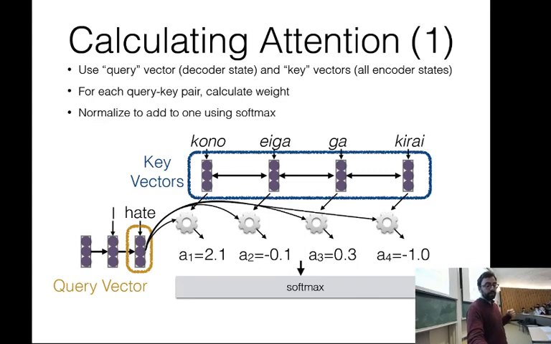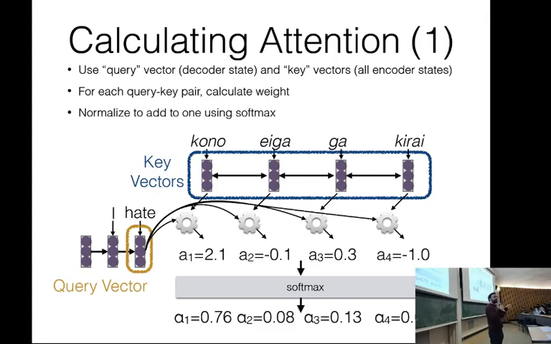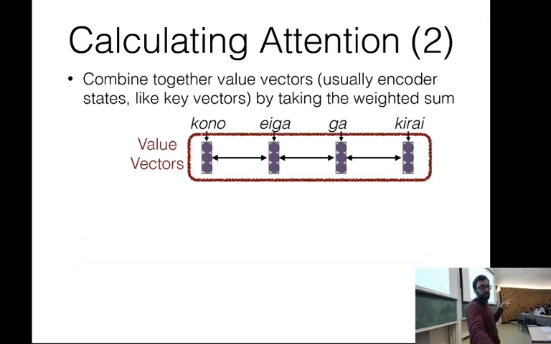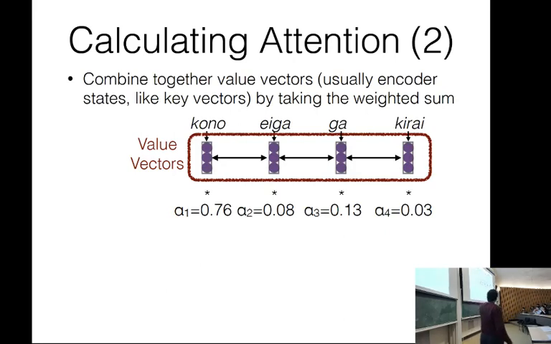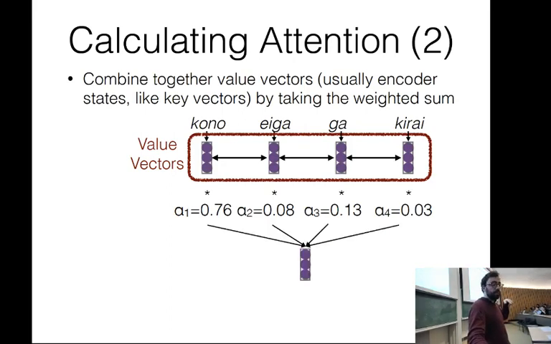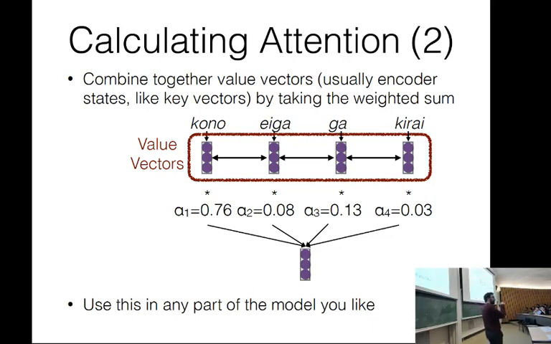Then we just normalize them so that they add to 1, so they are basically a probability distribution over all the input words. Now we have these weights over all the words that we want to use in order to generate a single vector that will be our context. So we combine them by taking the weighted sum, right? We had 0.76 for the first word, 0.08 for the second word, and so forth. We get the weighted sum of all these, and now we have this vector, which is the context that we will use for the next step, okay?